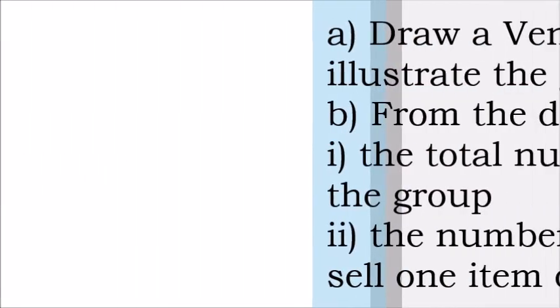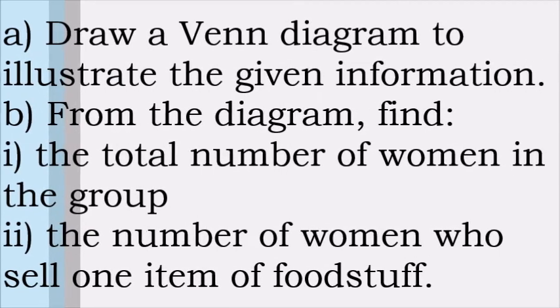A. Draw a Venn diagram to illustrate the given information. B. From your diagram, find I. The total number of women in the group. II. The number of women who sell one item of foodstuff.